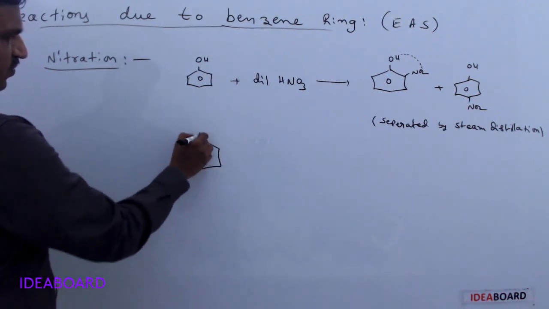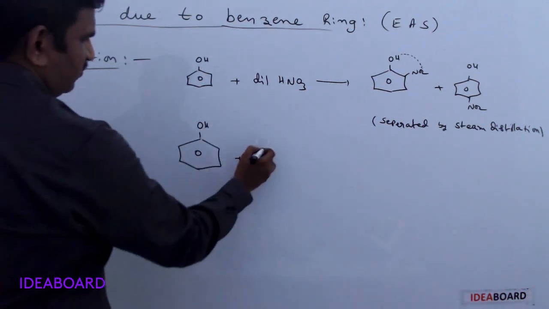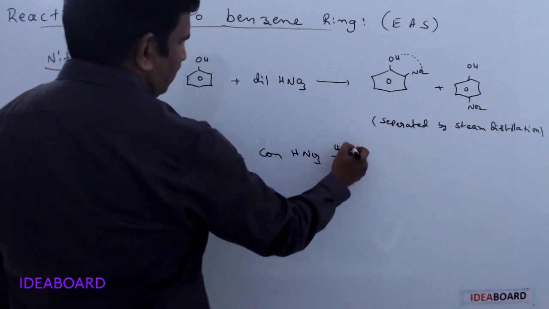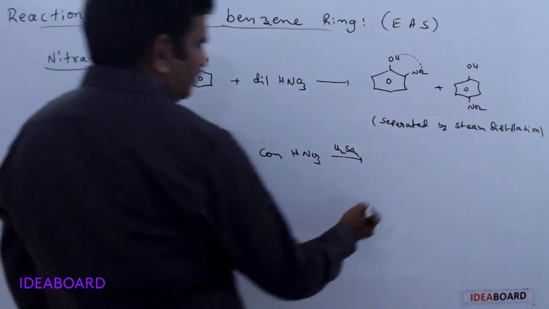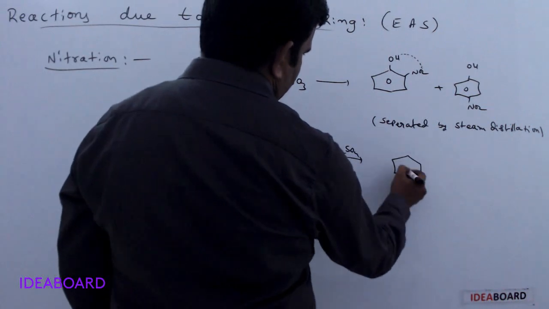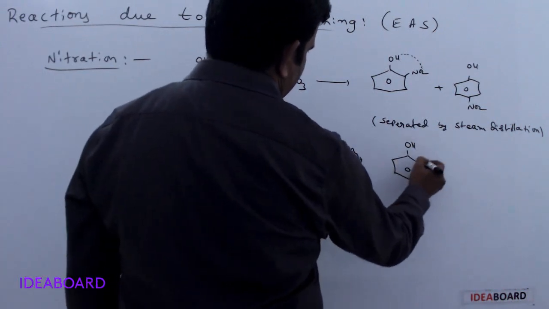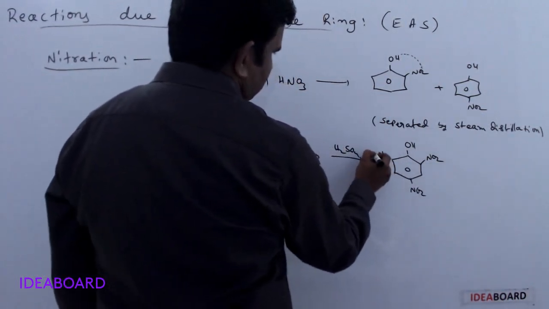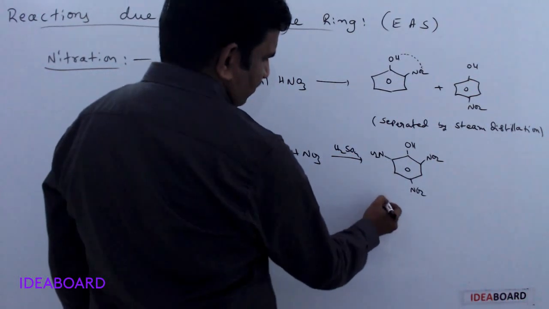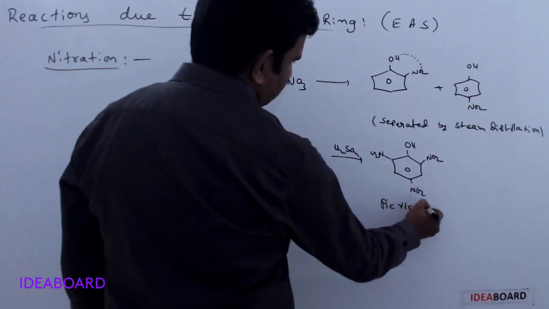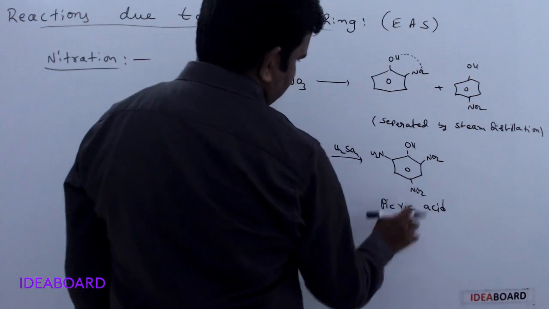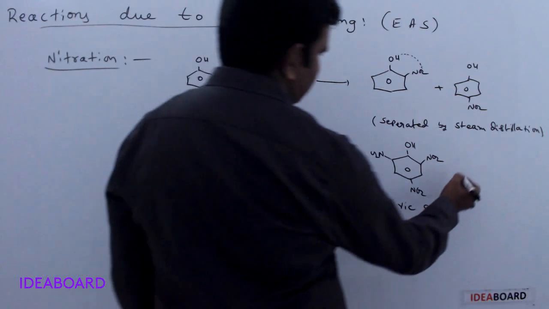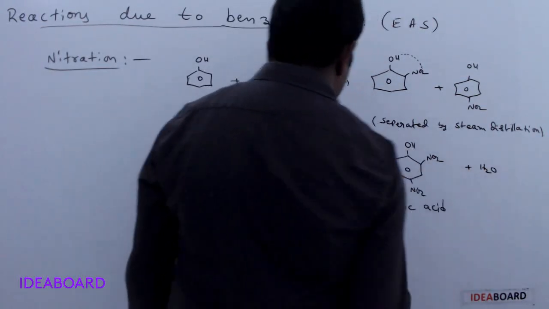And for the same phenol, if it is taken with concentrated nitric acid or H2SO4 nitration mixture, then it forms 2,4,6 trinitrophenol. Here it is NO2, NO2 and NO2. This is commonly called picric acid. 2,4,6 trinitrophenol or picric acid is formed. Along with that, H2O molecules are released.